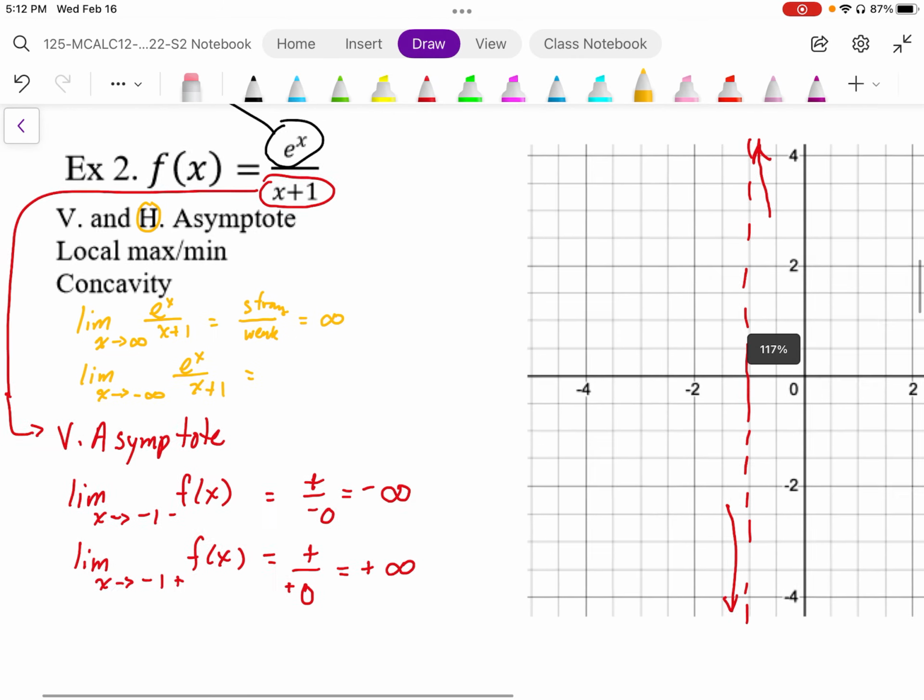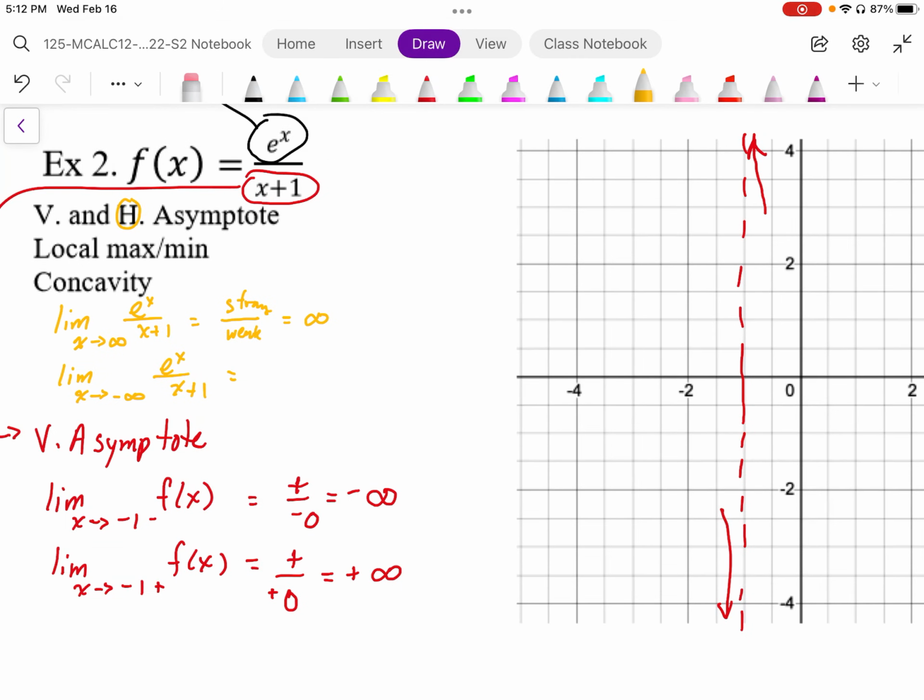On the negative side, as we go to negative infinity, this is a little bit different because e to the negative infinity tends towards 0. And we end up with negative infinity on the bottom. So we end up with 0 over negative infinity, which is really just 0. We don't really need to know this, but it's actually 0 from the negative side. So as we go out to negative infinity this way, it's going to approach 0. The horizontal asymptote is 0, approached from the negative side.